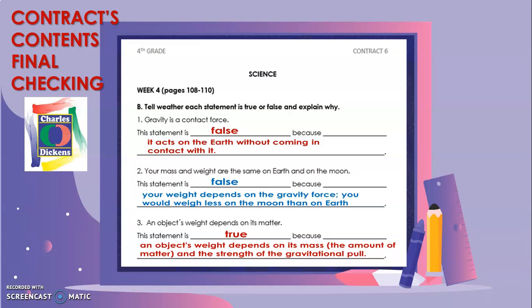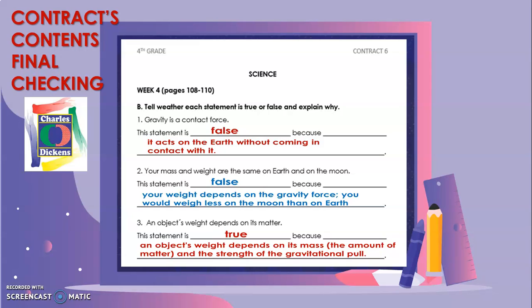Remember when we talk about the categories of forces that we happen to have? We had contact force and non-contact force. For instance, friction is a contact force because depending on the material that is being used, the speed could be reduced or increased. So this statement is false, all right?